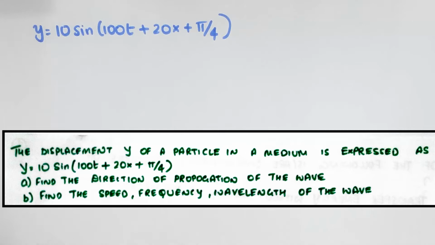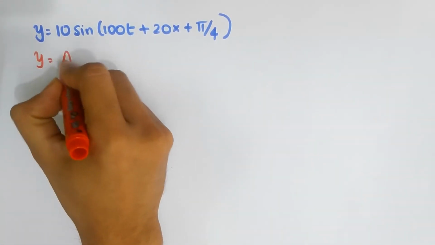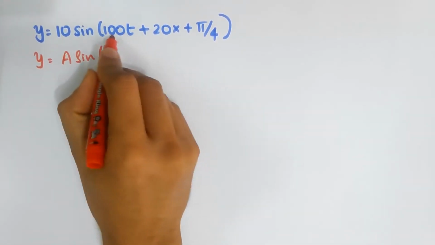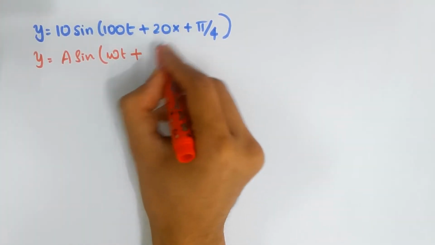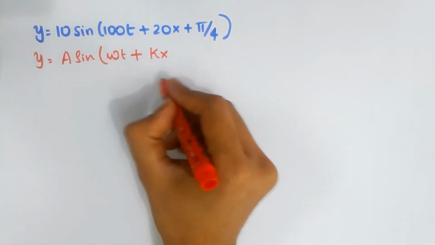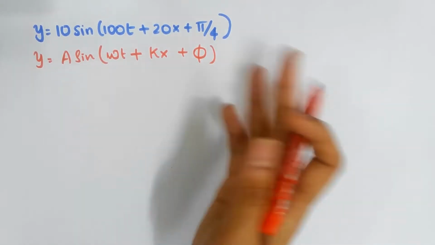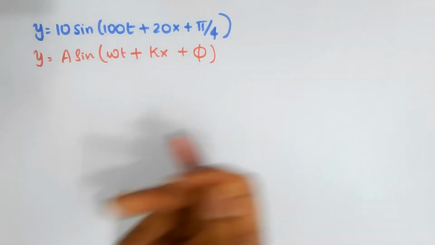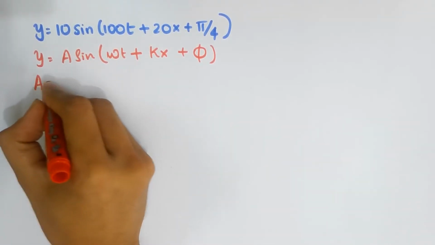The first step is to compare this with a standard wave equation. Our standard equation was a sine, with t comes omega, plus, with x comes k. And we have an additional number over here. That's the phase constant, pretty much similar to what we did in simple harmonic motion. So if you compare this, we immediately understand that the amplitude is 10 meters.